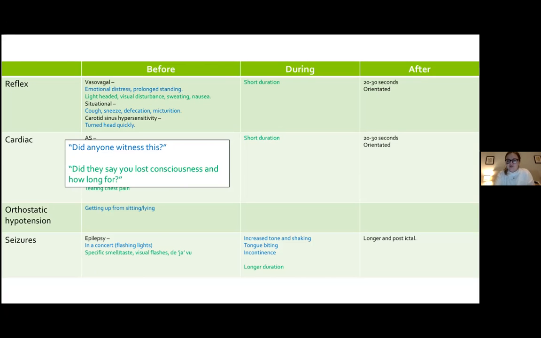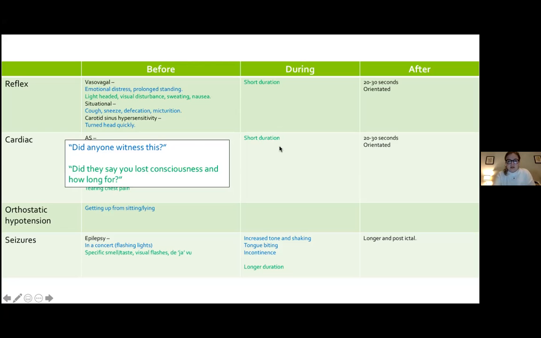If not, after you've done the history, you want to say that you want to get a collateral history to try and confirm what happened. In a seizure, they might say they had increased tone and were shaking, which is your tonic-clonic seizure. They might have bitten their tongue and might have been incontinent. Then you want to ask how long they were unconscious for. Reflex and cardiac causes are going to be a short duration, and when you're having a seizure, it's going to be a longer duration.